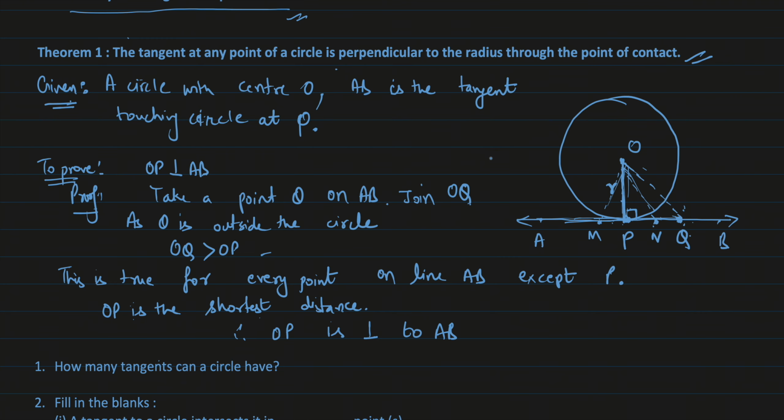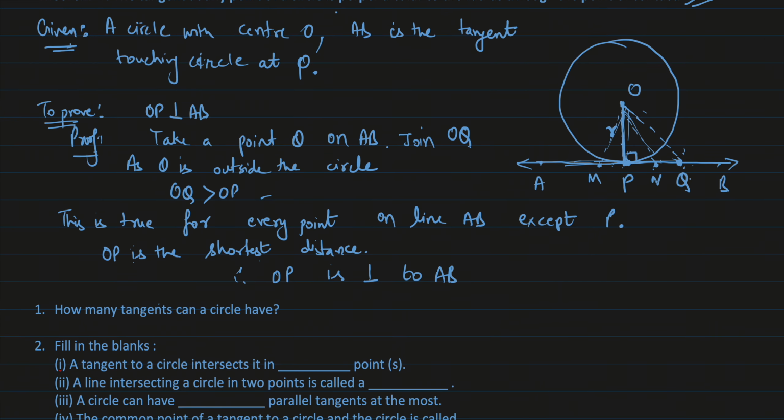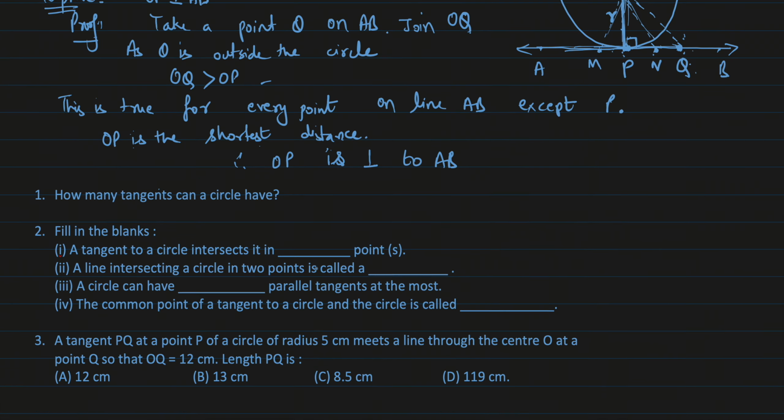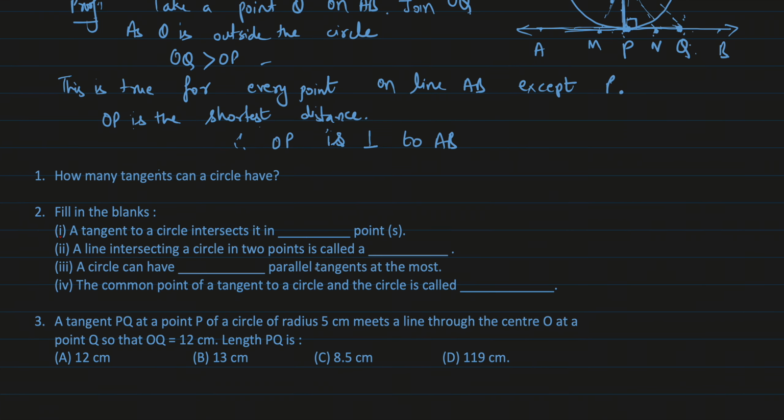You can say that it will be there for all other points also if you take on AB. Hence, OP is the shortest distance and shortest distance is perpendicular. I hope it's clear, students. Now, let's do few questions from your NCERT book only. So, let's begin with the first question.